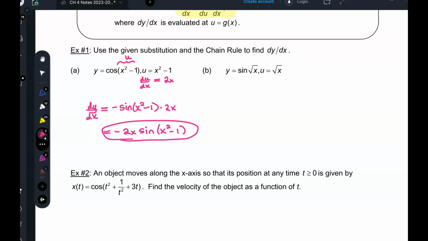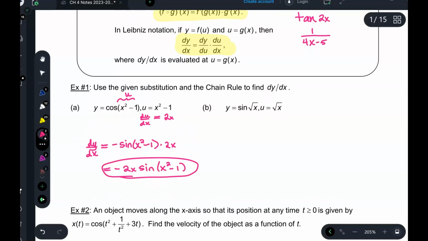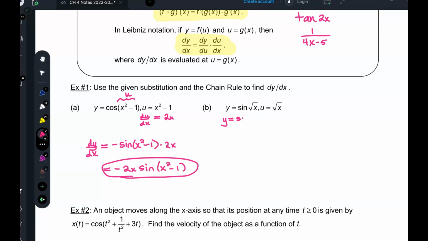I'm still kind of confused by the second notation. What's the dy dx? Imagine if, how about if I do the next one? Let me rewrite this. Let me say y is sine of u. So what would be dy du in this case? What would be dy du? It would just be cosine of u.